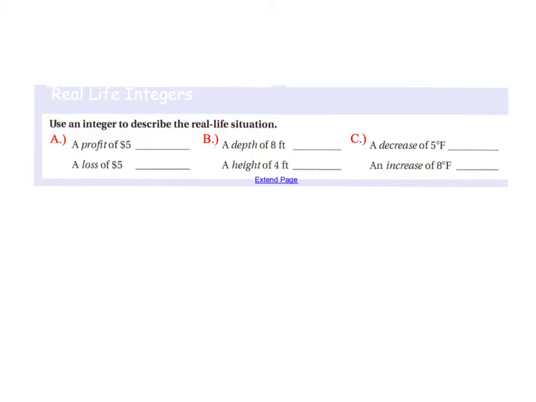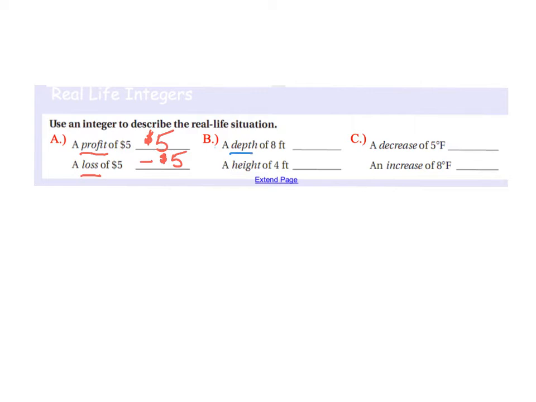So, real life integers that we definitely use. We have letter A, a profit of $5. That's a positive, so we're just going to put $5. A loss, there's where we would put a negative $5. If it's a positive, you don't need to have a positive sign, but if it's a negative, you definitely need to have a negative.